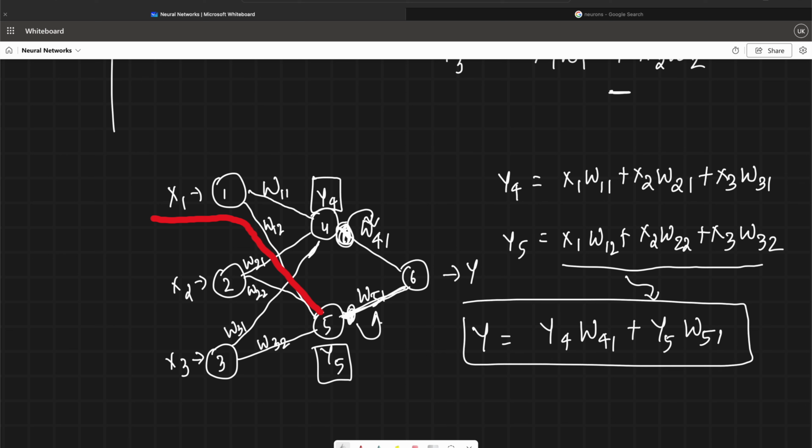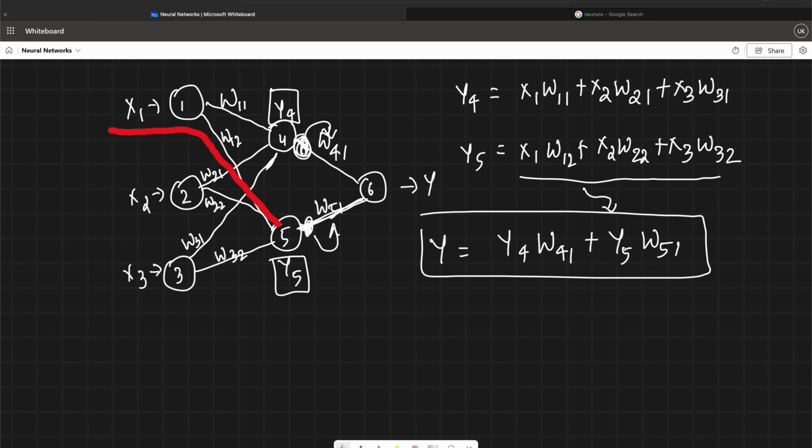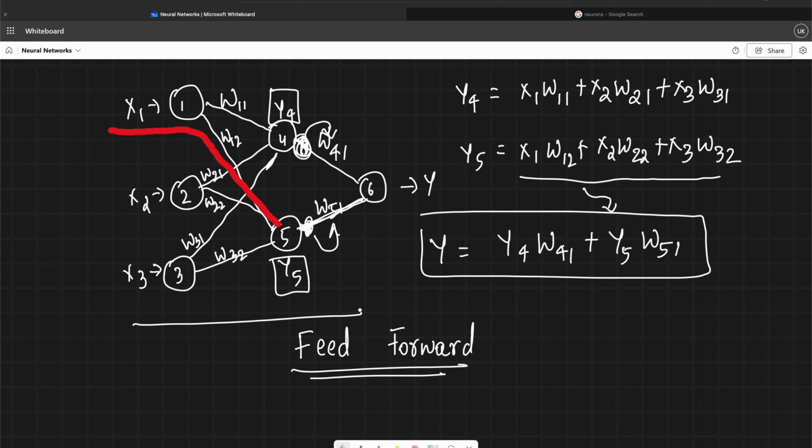So no matter what the depth of the neural network architecture is, it's always going to be calculated in this fashion. Whatever we did here, the entire calculation, is called feed forward. What is essentially happening in feed forward? It's there in the name. You're feeding the data forward. You're going from left to right.